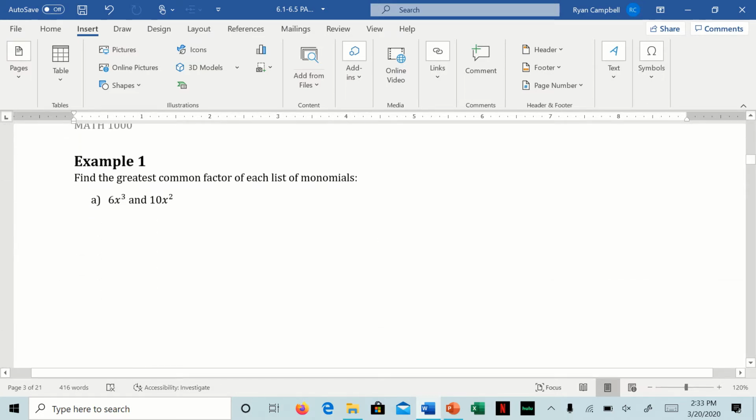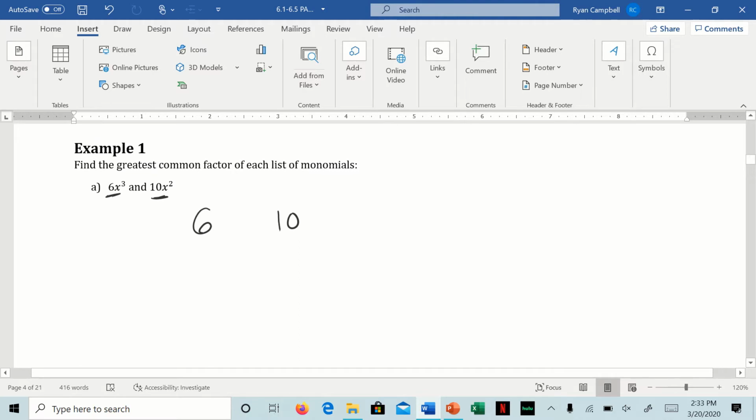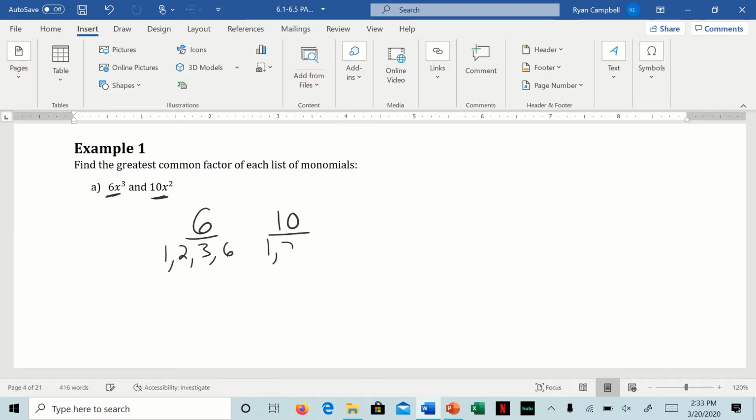So looking at an example, find the greatest common factor of each of these lists. So we got 6x cubed and we got 10x squared. So between 6 and 10, right? We might need to do these number trees potentially, or just listing all the factors out. So we can see that 6 has factors of 1, 2, 3, and 6. For 10, we see that they have factors of 1, 2, 5, and 10.